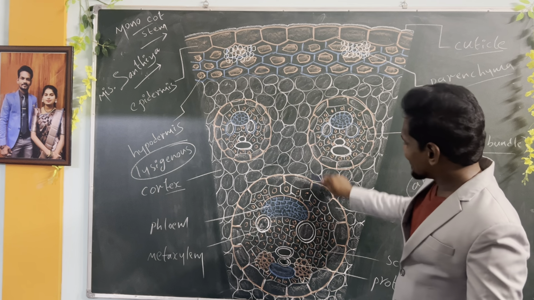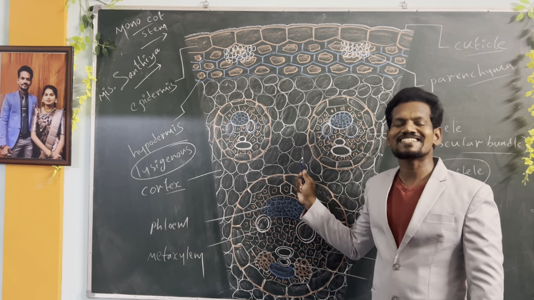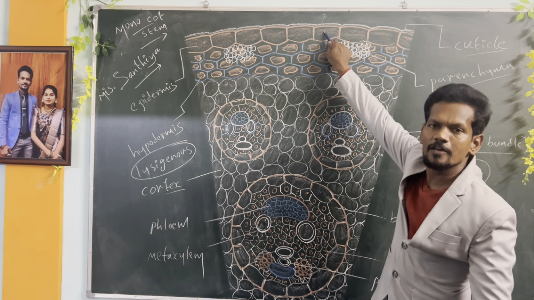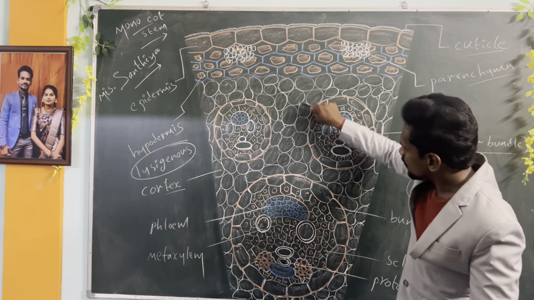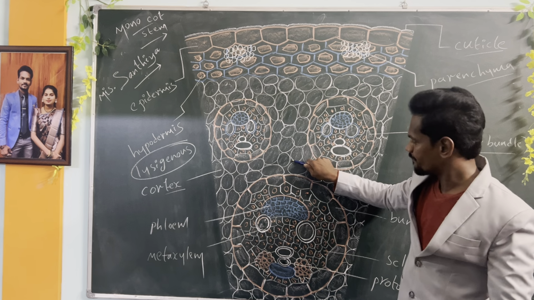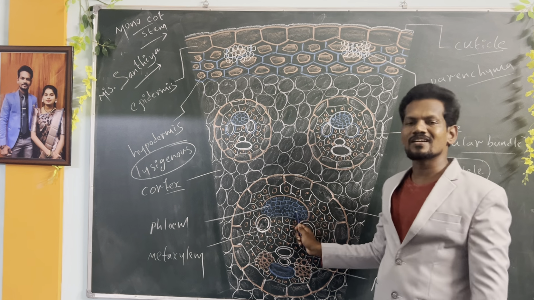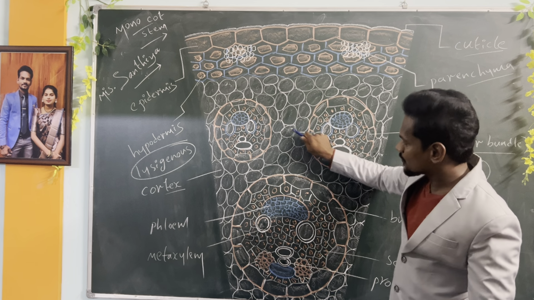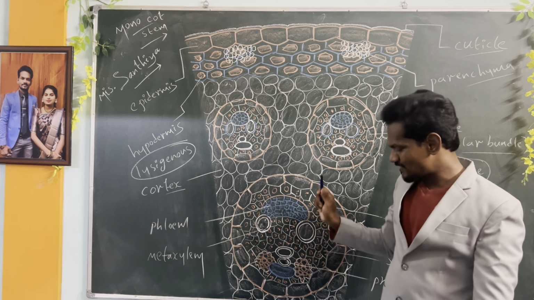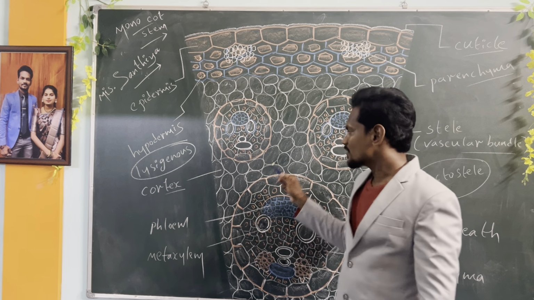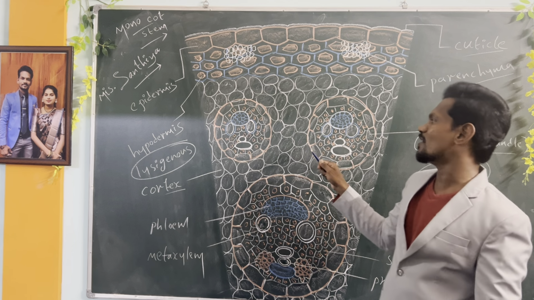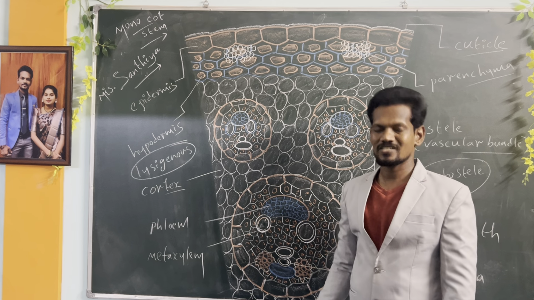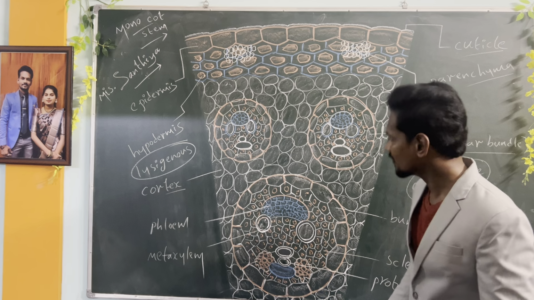If we observe the main frame or structure of monocotyledonous stem, the main parts are nothing but epidermis, cortex, vascular bundle, nothing but a stele. Epidermis, cortex, stele. So these three main parts are arranged in the form of tissue system in the monocot stem transverse section. Let's see one by one.